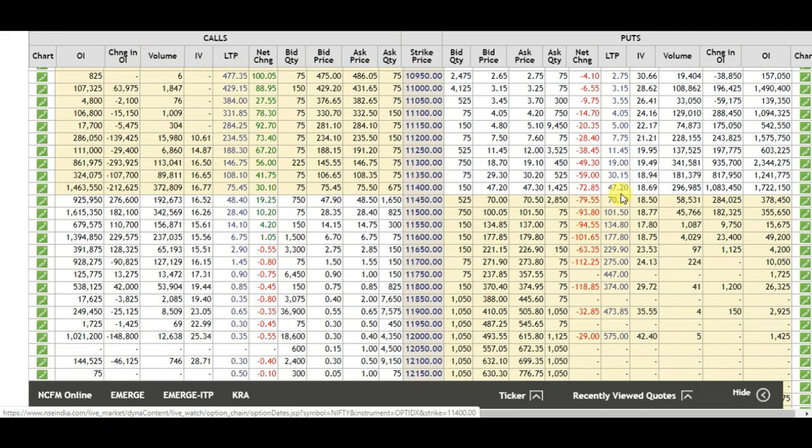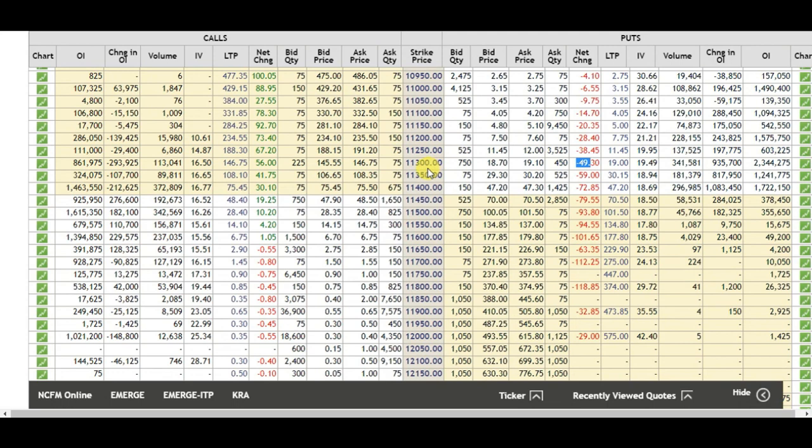At 11,400, net change is minus 72 and change in open interest is almost 1 million contracts, and the cumulative open interest is almost 17 lakhs. So put writers or put sellers sold contracts in huge numbers at strike price 11,400. Further down at 11,300, the change in open interest is almost 9.3 lakh contracts, and the cumulative open interest is almost 23 lakh contracts. As the net change is minus 49, the put writers sold the contracts at 11,300.